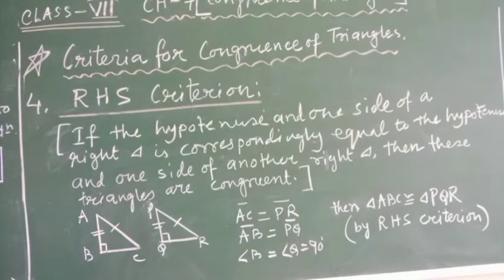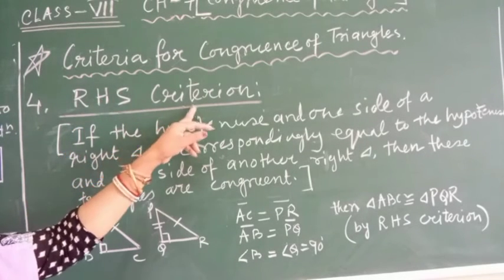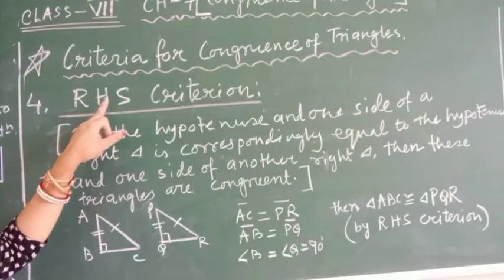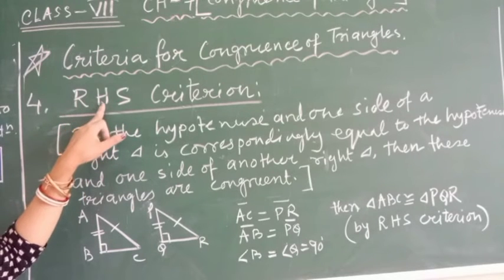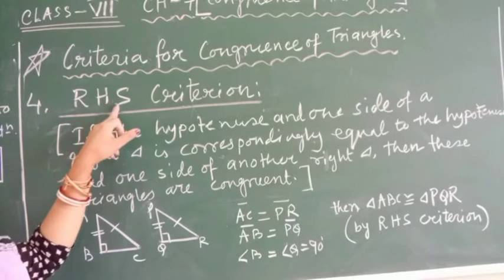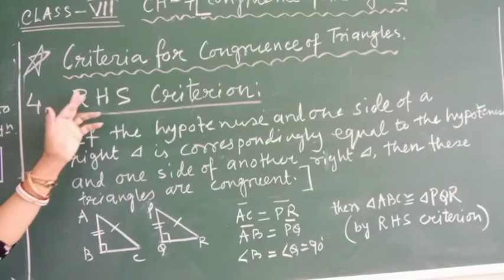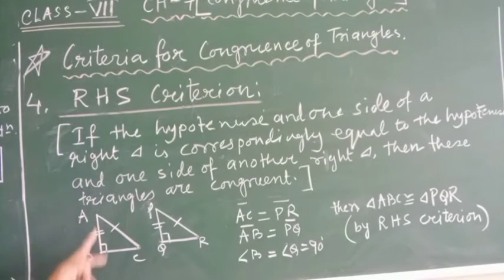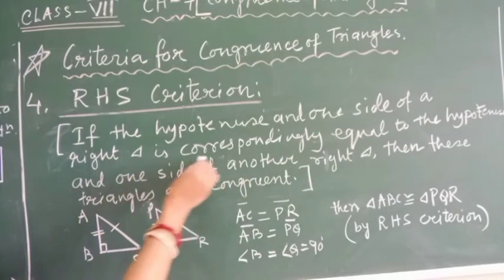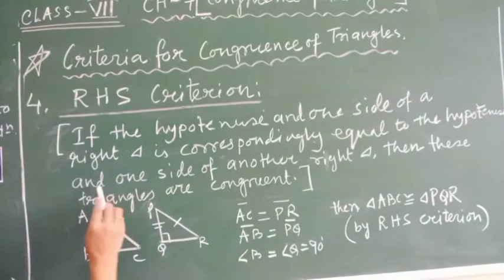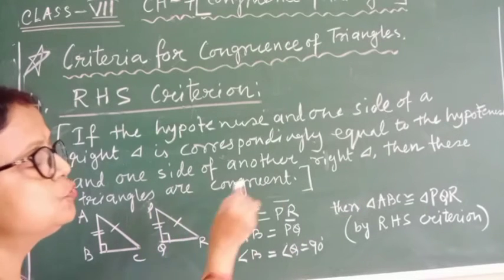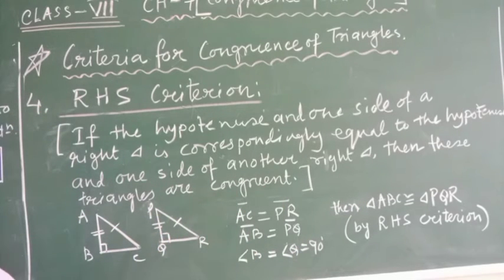Next criterion is the RHS criterion. By this name you can understand right angle, hypotenuse and one side. In short, it is written in this way, RHS criterion. That means it is related to the right triangle. If the hypotenuse and one side of a right triangle are correspondingly equal to the hypotenuse and one side of another right triangle, then these triangles are said to be congruent by RHS criterion.